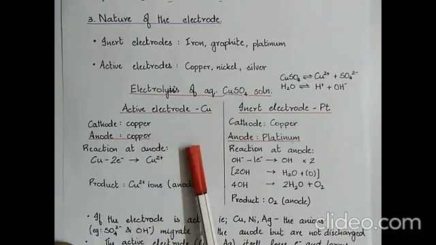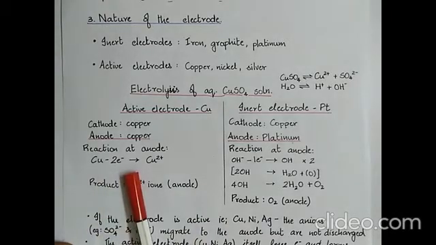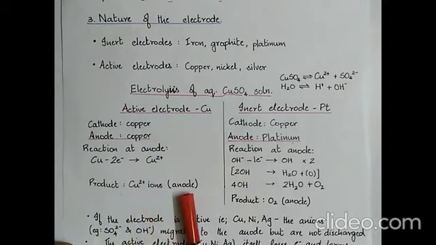Now reaction at cathode is the same. Copper will be deposited. Whereas at anode, copper loses 2 electrons to the anode and forms copper 2 ions. So the product formed will be copper 2 ions when we use an active electrode.